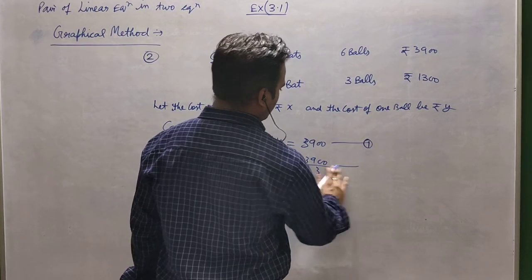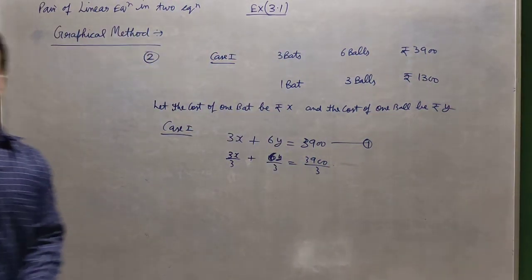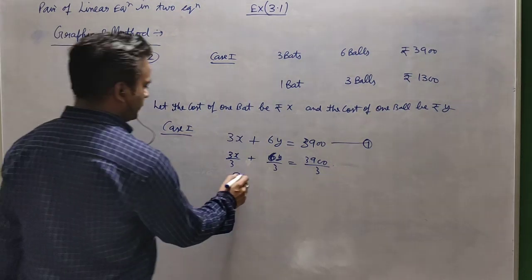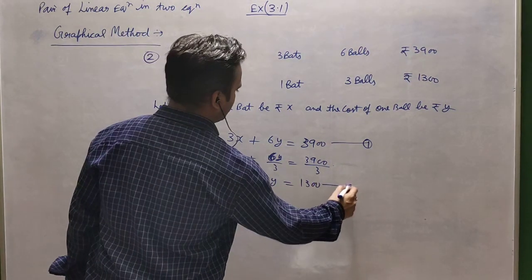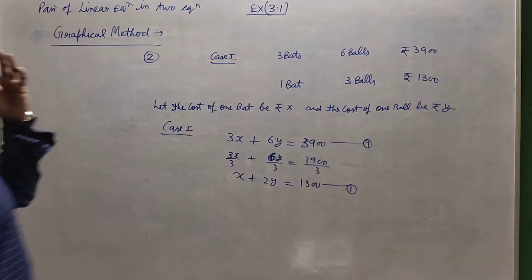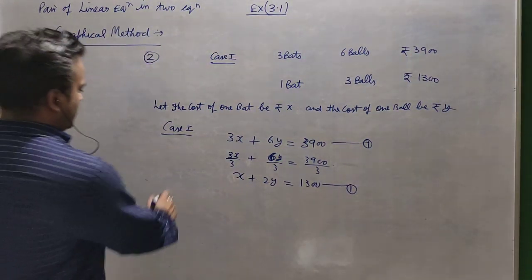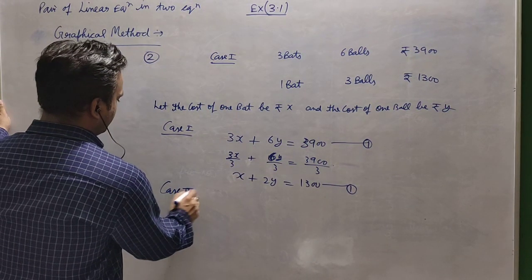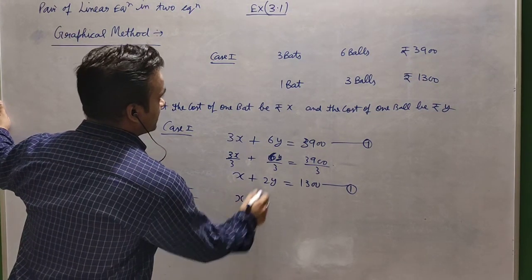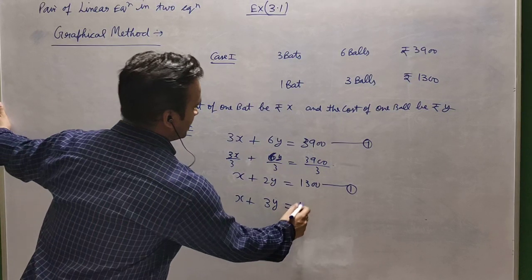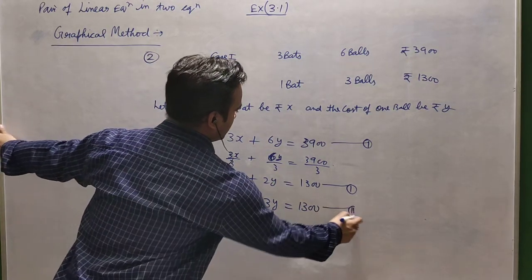Every number you have to divide. It is not that you divide one and not the other. You have to divide each one. So you will get this one. Now it is the first equation, perfect, simplified. Now case number 2: 1 bat means x plus 3y is equal to 1300.